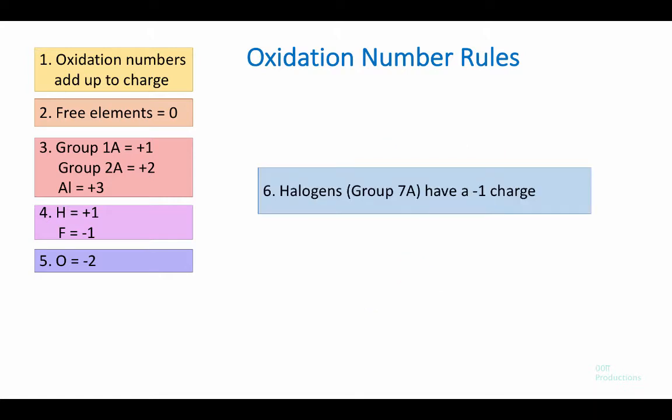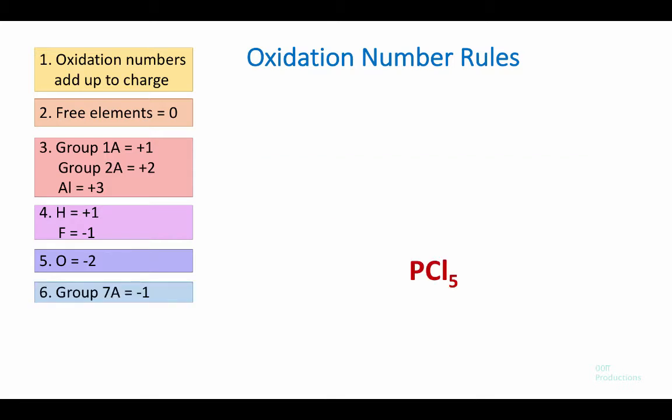Our sixth rule tells us that all of our group 7A elements, or halogens, have a -1 charge. Here's phosphorus pentachloride. It's a neutral molecule, so everything is going to have to add up to 0. The charge on chlorine is -1. So whatever that oxidation number for phosphorus is, if we add it to 5 chlorines, 5 times -1 has to add up to 0. The oxidation number of phosphorus must be +5.